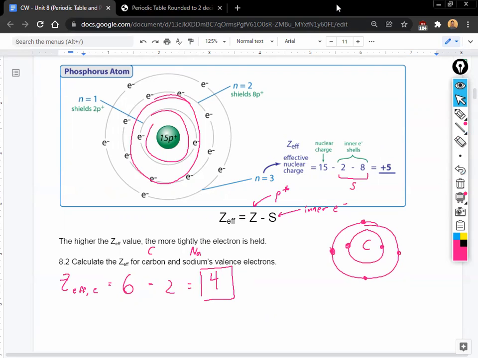Alrighty, guys. I'll give you about a minute to calculate the ZF for sodium.